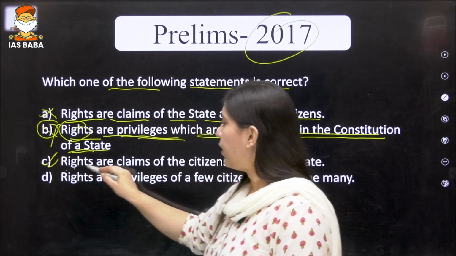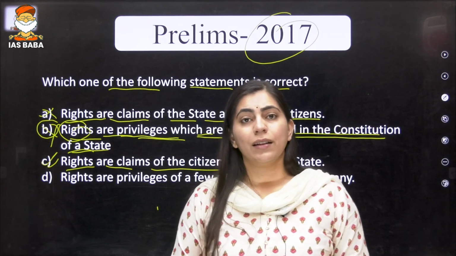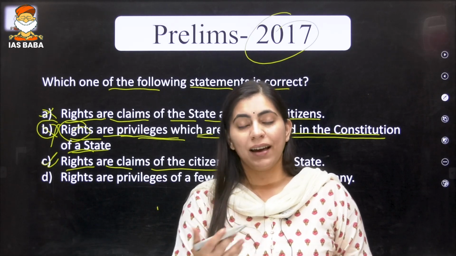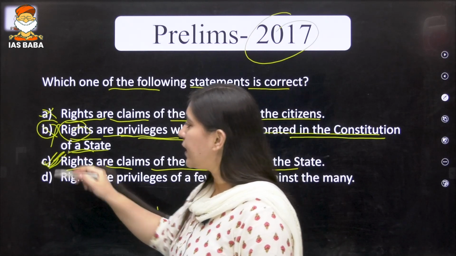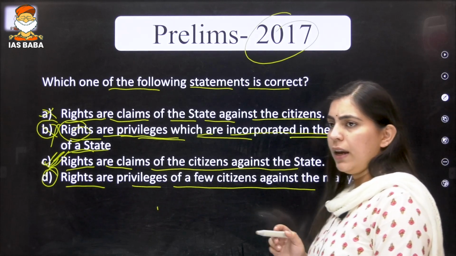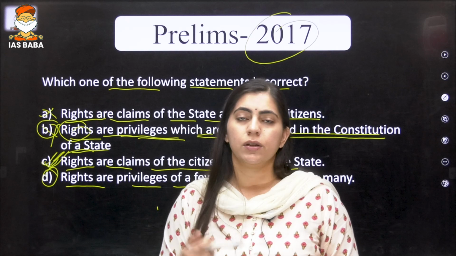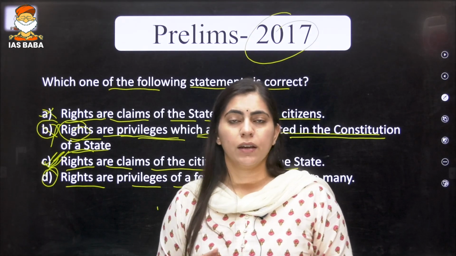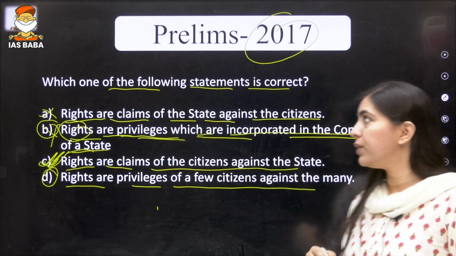Now C is saying that rights are the claims of the citizen against the state. Yes, rights are the claim of the citizen against the state, which is recognized by the society and protected by the law or by the Constitution of India. So this is the correct answer. Whereas option D says that rights are privileges of a few citizens. In India or anywhere in the world, we cannot say that rights are to be enjoyed by a few citizens. If any country has a constitution, it will give all the citizens equal rights. Is it clear? So C is the correct answer for this particular question.